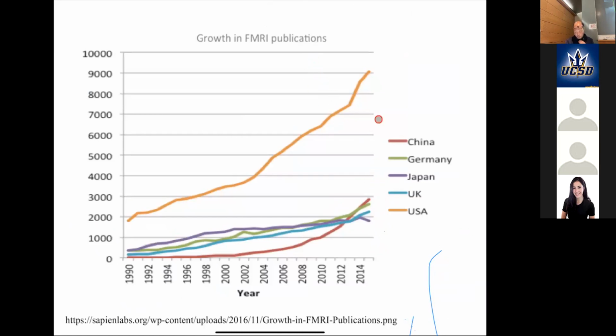This is only up to 2016, but as you can see, the number of publications has gone up a lot. I'm not sure if that's exponential, but in terms of publications per year, it's a very, very active field of research.